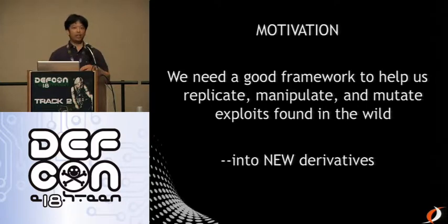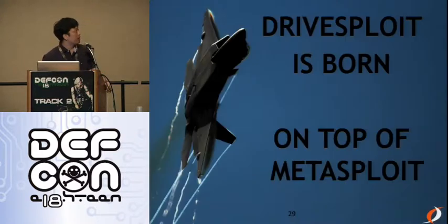And we ended up writing big messes of code. It was very hard to debug, and it was just taking us a lot of time. So we needed a good framework to help us replicate, manipulate, and mutate exploits found in the wild. Note we didn't say obfuscate. There's a difference, because when we say mutate, we're changing the raw basic JavaScript exploit in its raw form, and not in its obfuscated form, into new derivatives. So Drivesploit is born on top of Metasploit.